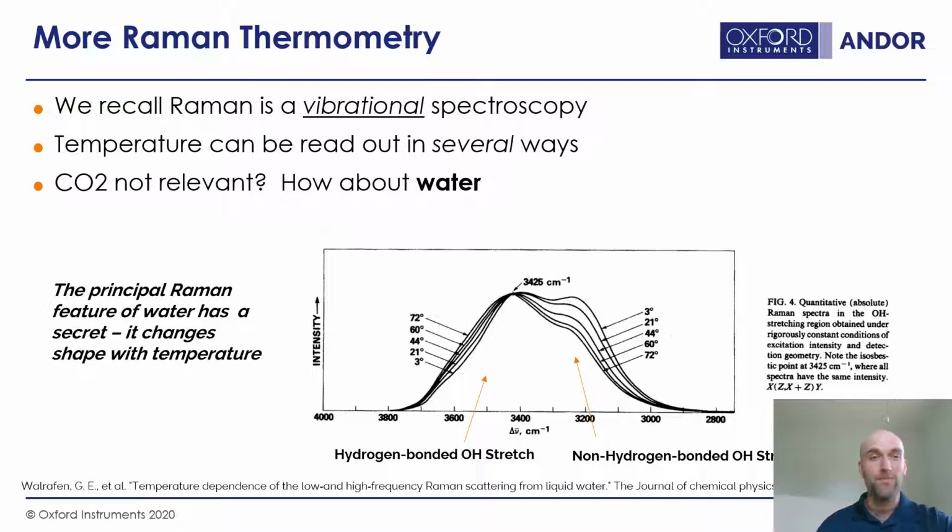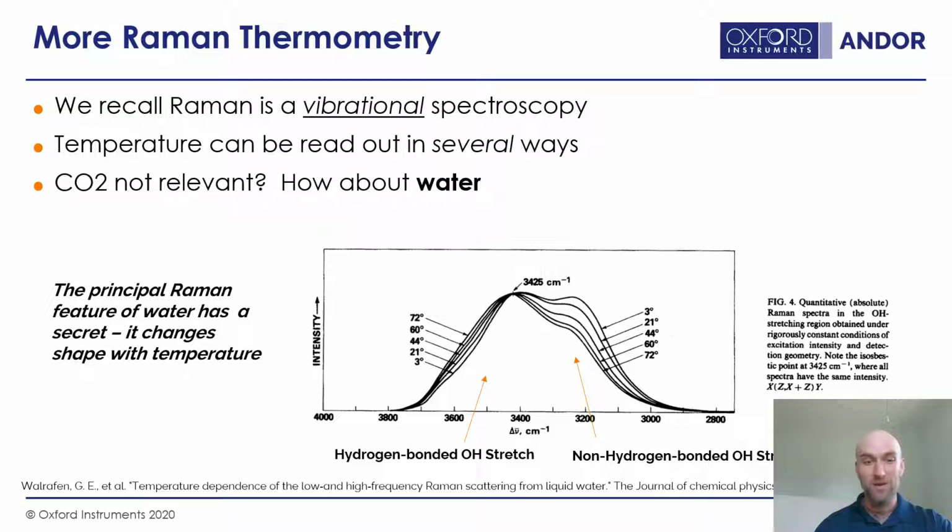So if you've ever looked at the Raman spectrum of water, well, you're about to. This is the principal Raman feature of water, which is a broad blob of a series of bands at around 3,400 wave numbers. One of the very interesting things about this feature is that it actually changes shape with temperature. So there's a hydrogen bonded OH stretch and a non-hydrogen bonded OH stretch. And depending on the temperature of the water, those two parts of the peak will go up and down. So what can you do with that? Well, you can measure the temperature of water, and water is everywhere.